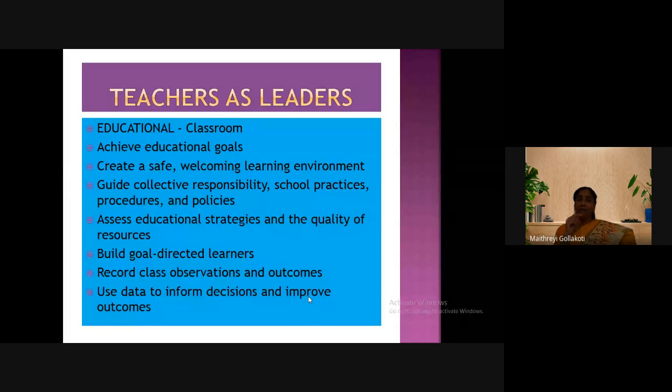Next, build goal directed learners. Always tell learners, this is what I want from you. I want you to learn tenses. I want you to learn parts of speech. I want you to learn communication. So keep a specific target in front of the student. Say that you have to finish this in this time and make them learn towards that goal.